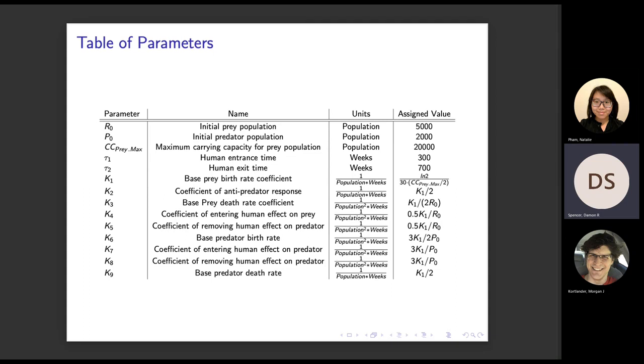R0 is the initial prey population at 5,000. P0 is the initial predator population, 2,000. The maximum carrying capacity of prey is 20,000. The human entry time is 300 weeks, and the human exit time is 700 weeks. The rest of the parameters are defined in the table.